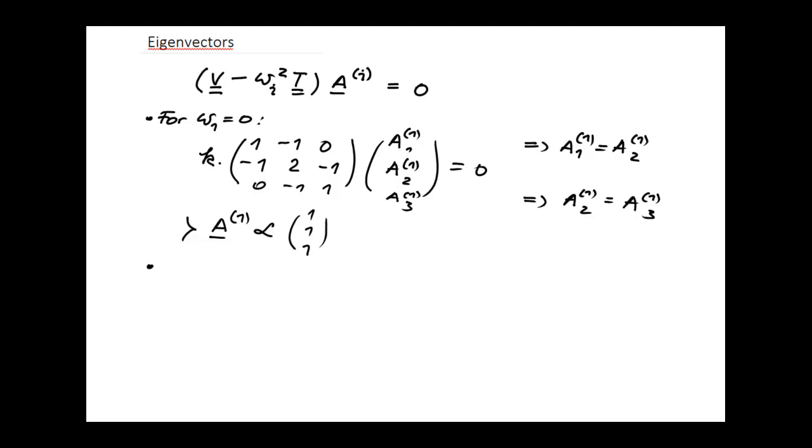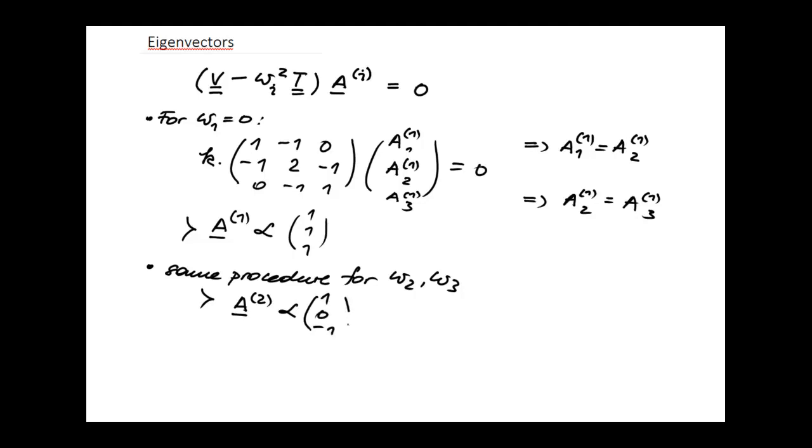You can proceed in the same way for the two remaining eigenvectors. Same procedure for the other eigenvalues. And then you find that the second eigenvector must be proportional to 1, 0, minus 1, and the third eigenvector must be proportional to 1, minus 2 little m over capital M, and 1.